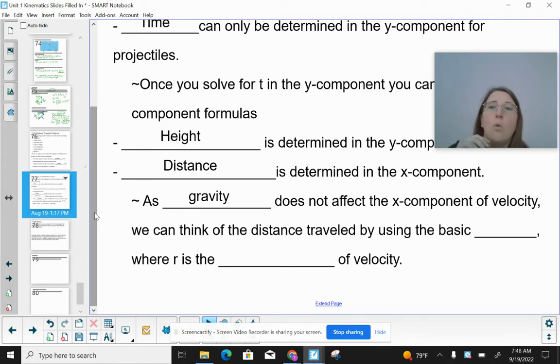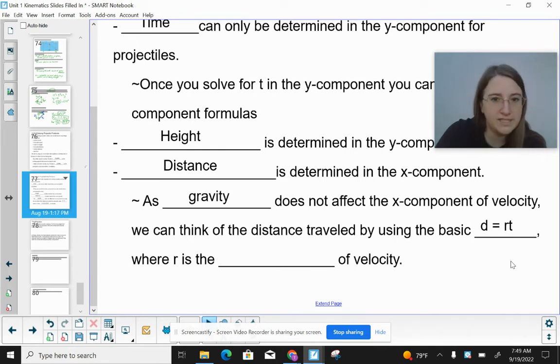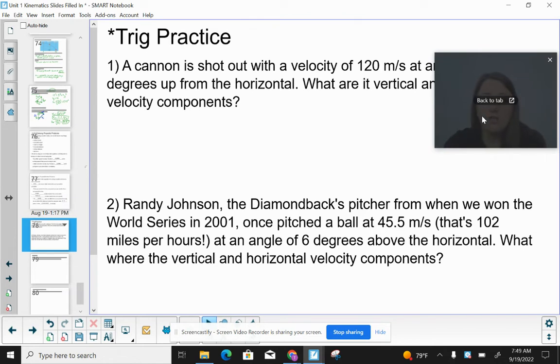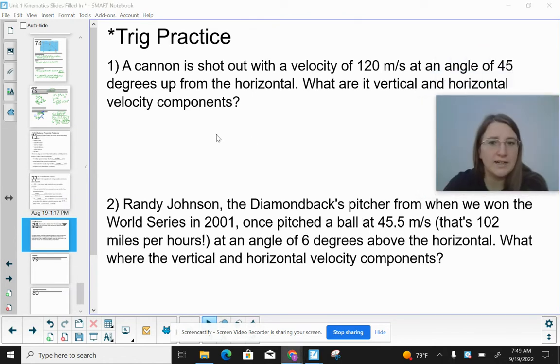So when I think about distance traveled in the x, there's no acceleration, and so we're not using a kinematic equation where there's an a, right? A is in all of those. So we can think of the distance traveled by using the basic d equals rt. That's distance equals rate times time, the algebra 1 version of distance, where your rate is your x component of velocity, and t is your time in the air. We're going to talk more about that in class, but it's very important to keep this stuff straight. It can get pretty confusing. So I want one more time to trig practice here.